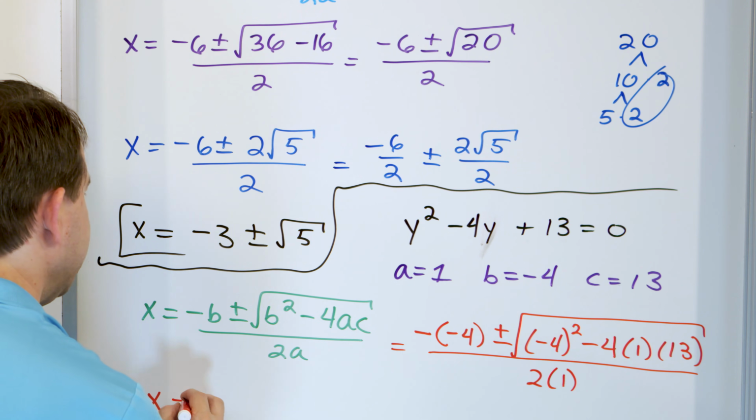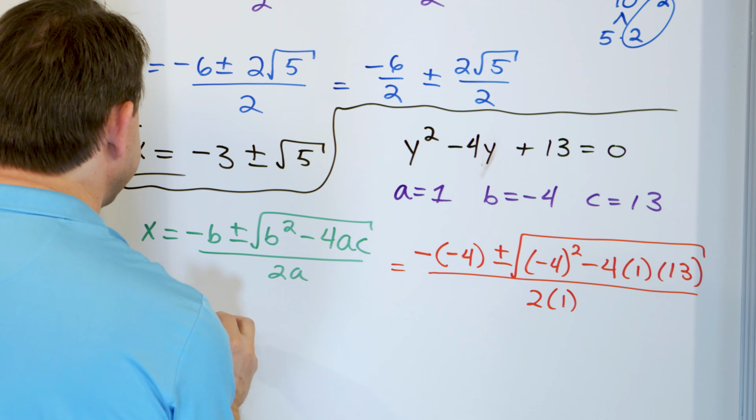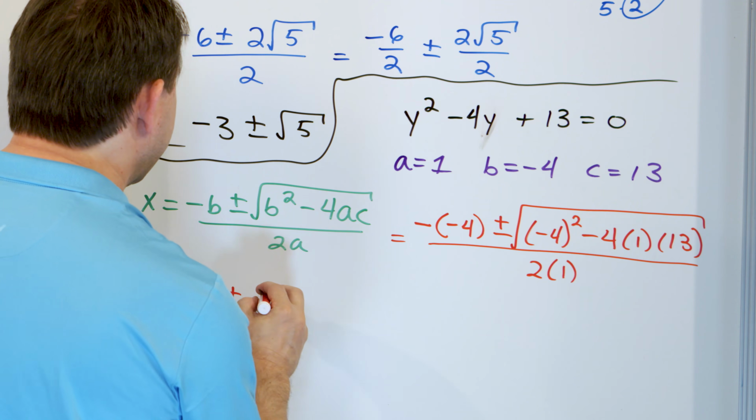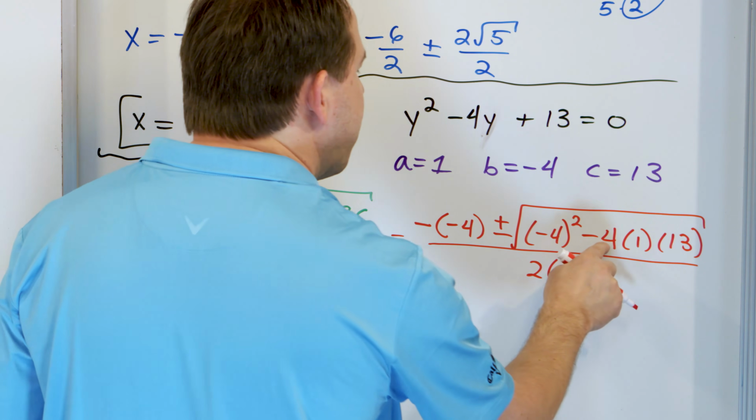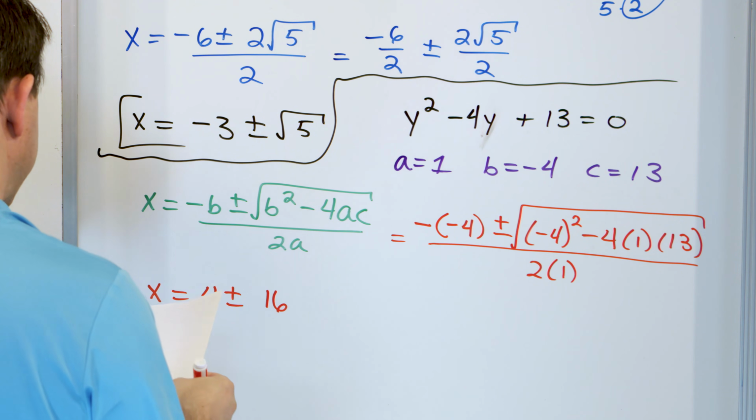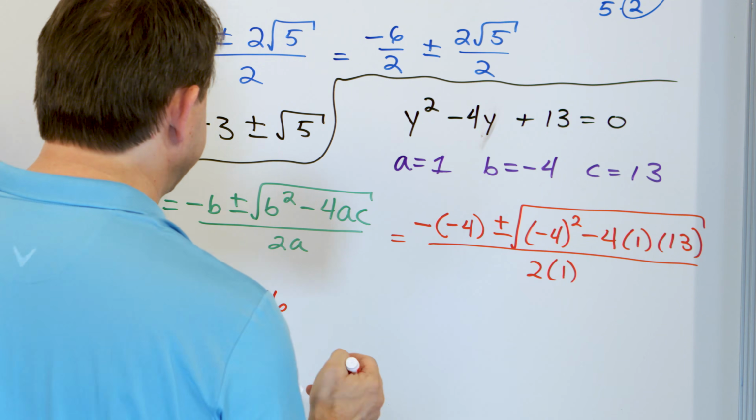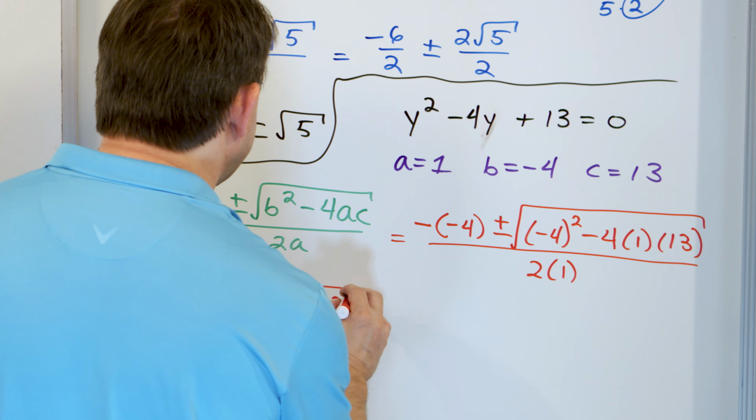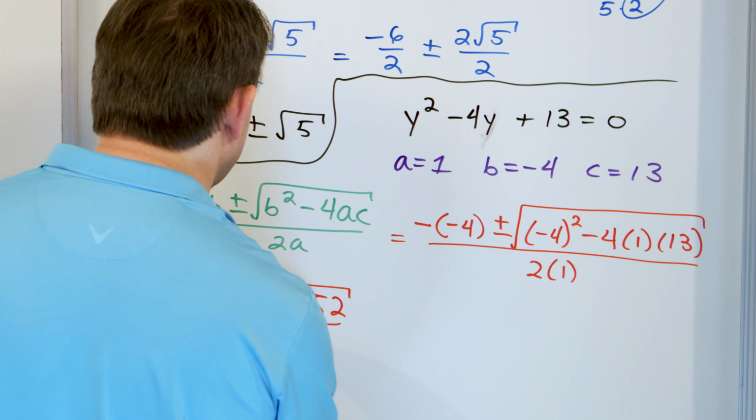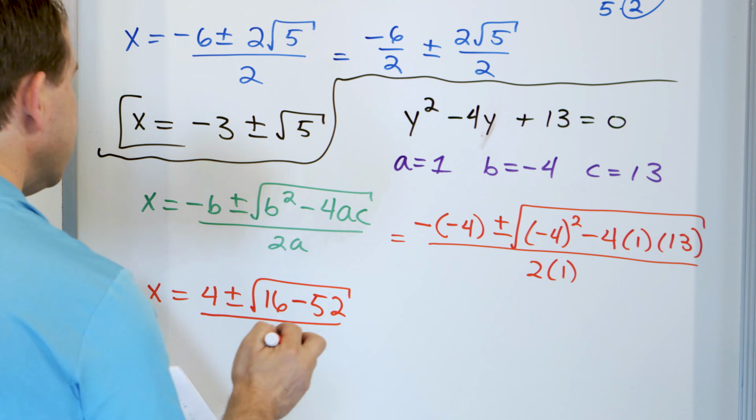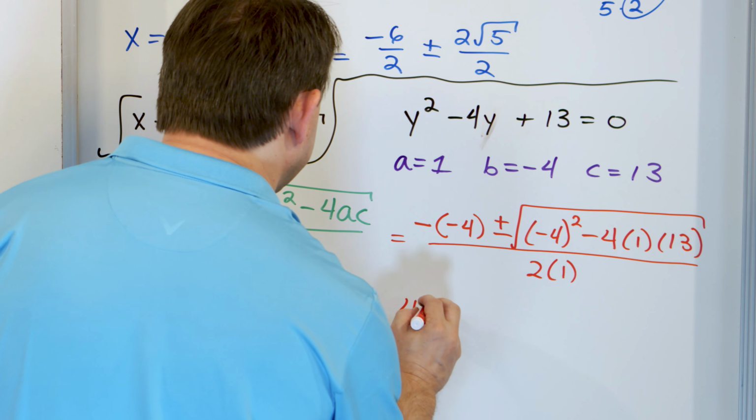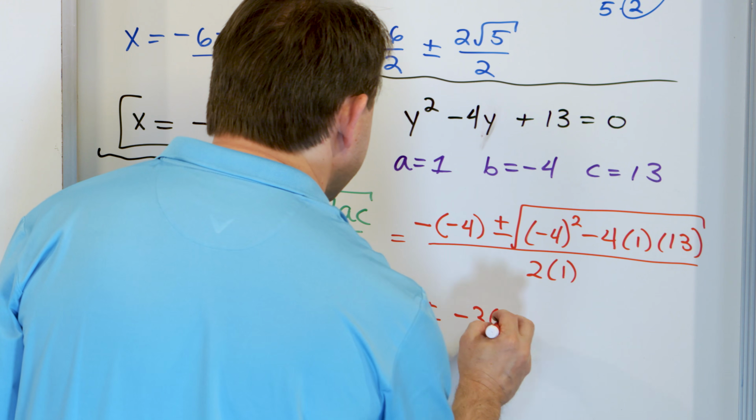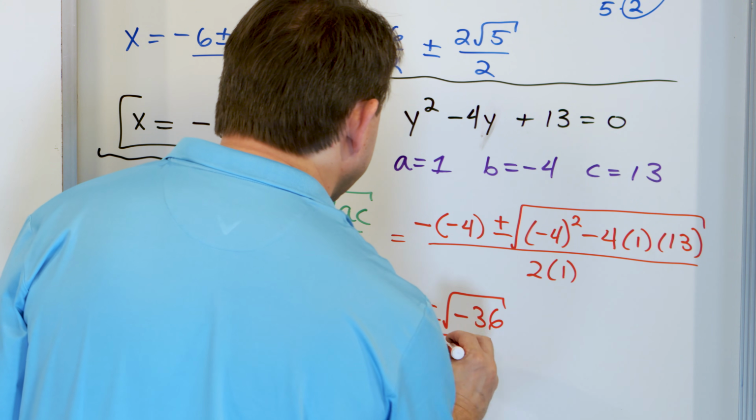So then the solution is going to be equal to, the negative of negative 4 is positive 4, plus or minus. On the inside, negative 4 squared is positive 16. Then you have a minus 4 times 13. 4 times 13 is 52. So you're going to have 16 minus 52. You have a square root that lives around that whole thing, and on the bottom, it's going to be over 2. So then, continuing on, you'll have 4 plus or minus. 16 minus 52 is negative 36, but we still have a square root wrapped around that, over 2.